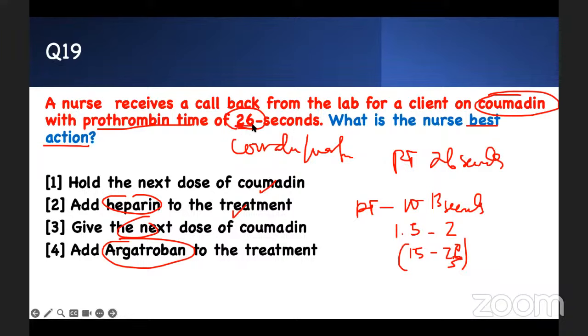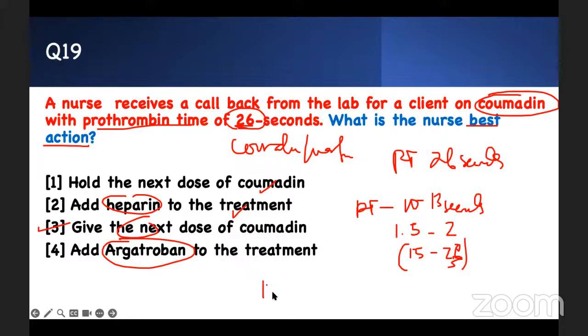26 is therapeutic. So they should give the next dose of Coumadin. There's no need to give them any more heparin because this is therapeutic. There's no need to add Argatroban to it. And there's no need to hold the next dose. But you have to know these numbers.